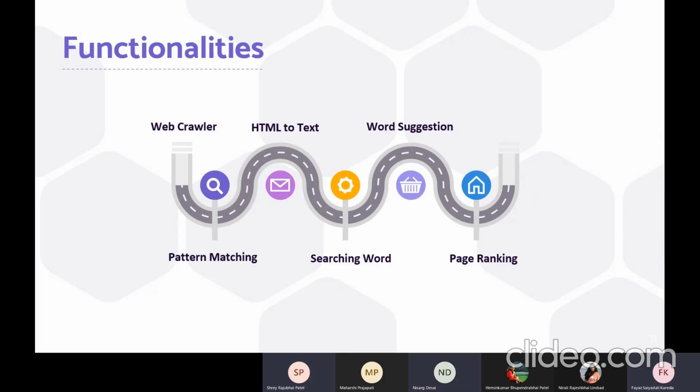Coming to pattern matching, it is used to fetch different URLs and links from the entered URL using regular expressions, and then validate them and save them to the hash set table. After that, hash set and hash table.